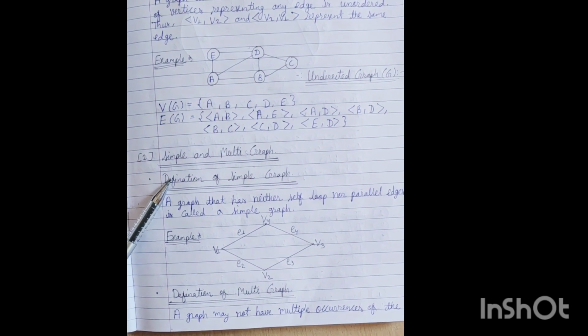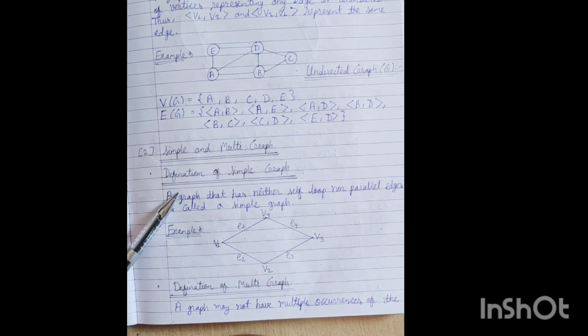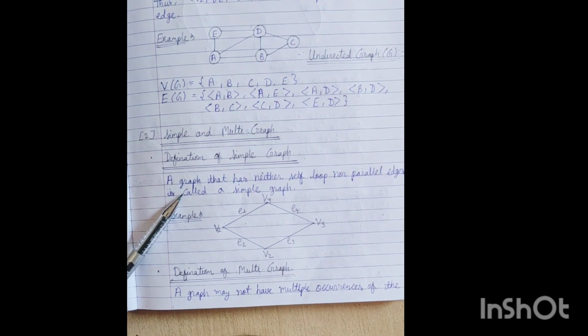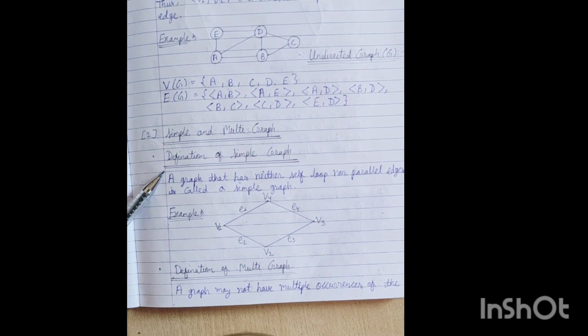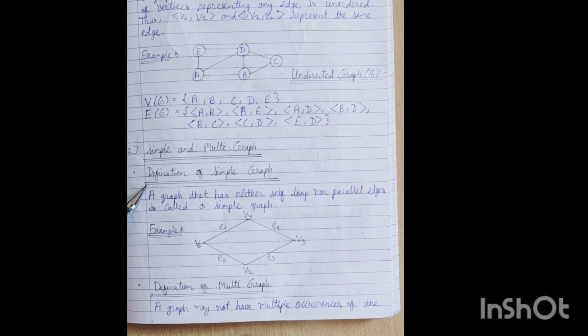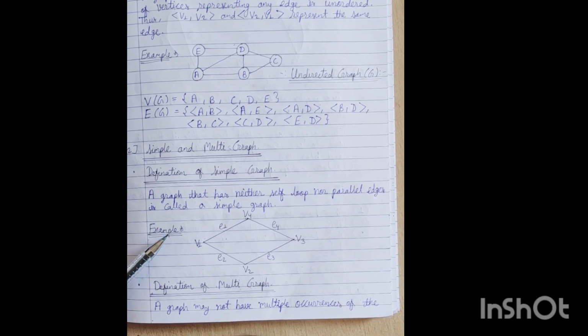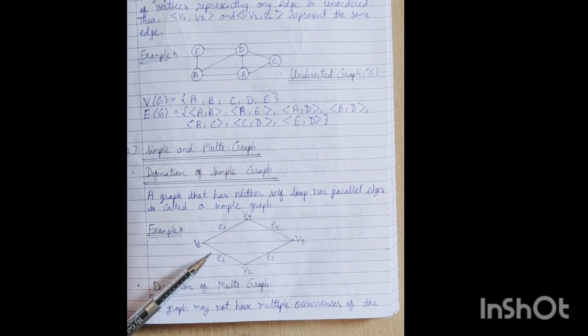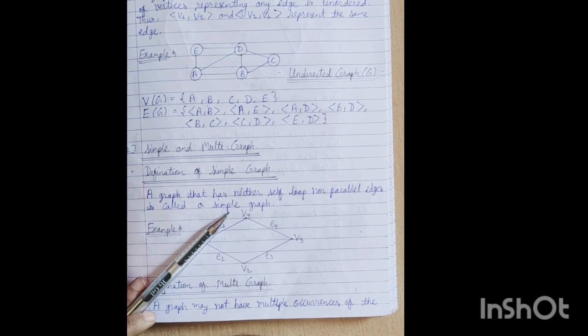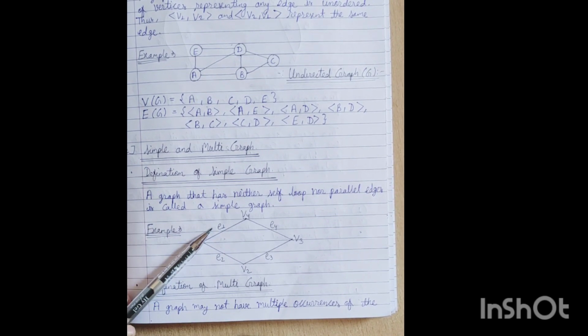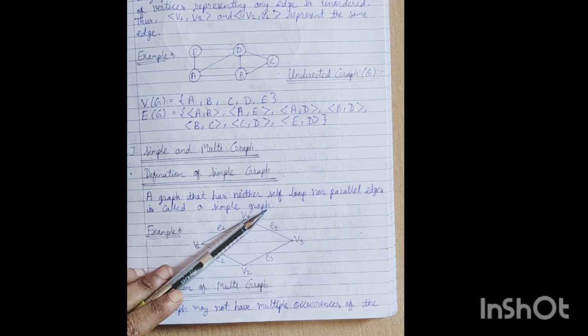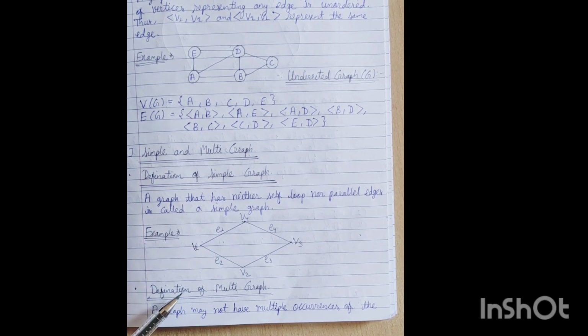Now second, simple and multigraph. Simple graph: a graph that has neither self loop nor parallel edges is called a simple graph. For example, V1, V2, V3 and V4 are 4 vertices and E1, E2, E3 and E4 are 4 edges.